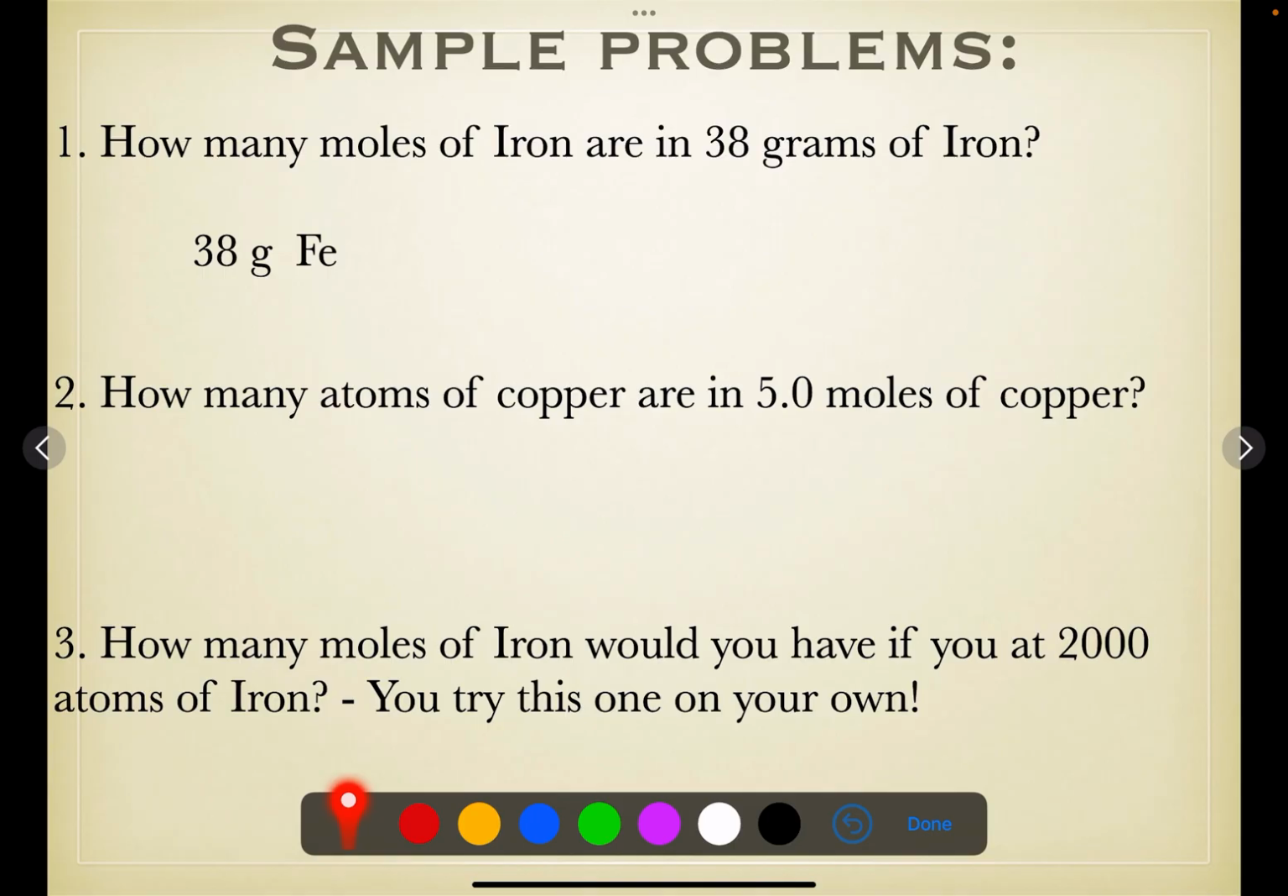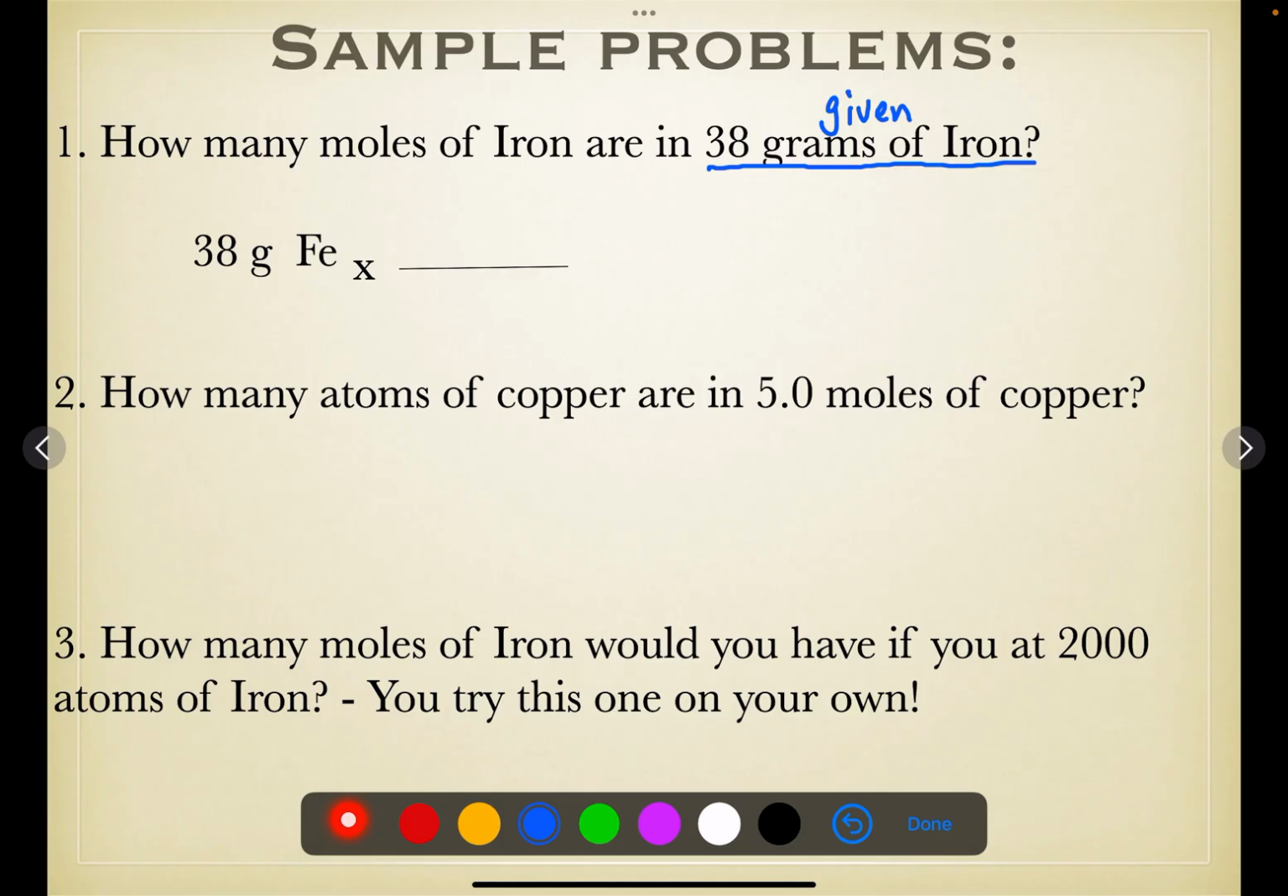All right. The first thing we do is we're given 38 grams of iron. This is what we are given to start with. So we're going to start by putting that down: grams, iron. And then we're going to do our times in a line. Now we're going to go to the periodic table and look up what the atomic mass is for iron.